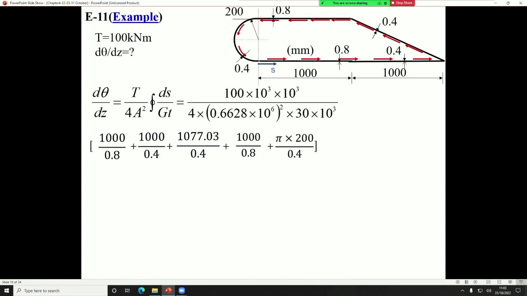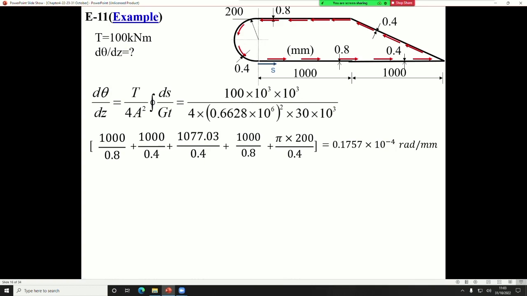Now, the rest is just calculations. I add them up and multiply by that coefficient. It gives me the rate of twist, which is radians per millimeter. The length is given as 10 meters. So if I want to find the angle of twist, then I have to multiply it by 10, times 1,000, because this is radian per millimeter.